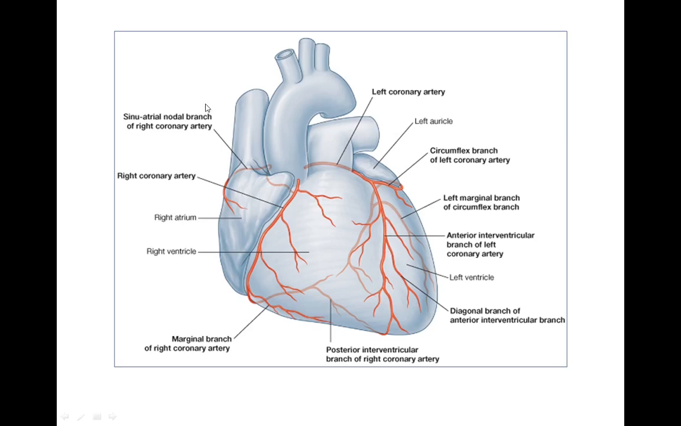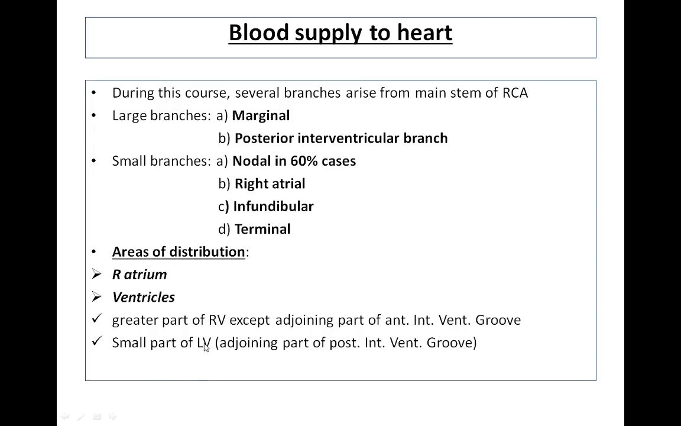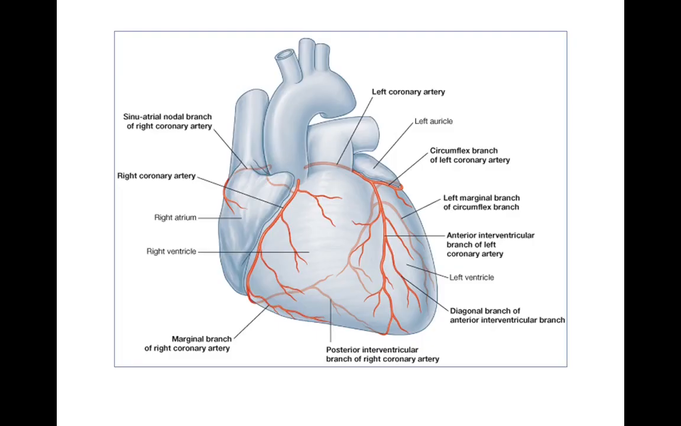So we are now confined to RCA, the right coronary. The right coronary supplies the right atrium, SA node, then your right ventricle, most of the part of the right ventricle except the adjoining part of the anterior interventricular groove. Then a small part of the left ventricle. How will it supply the left ventricle? Because in this diagram, the left ventricle is here.